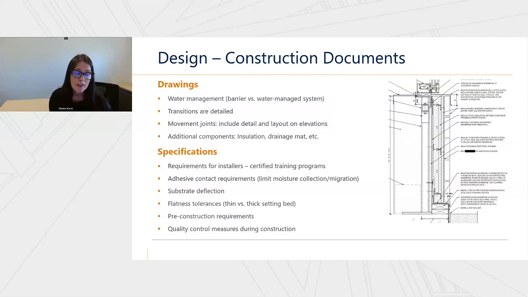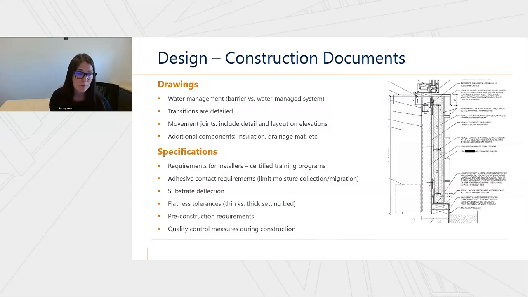And then other components that we have in our exterior wall system, whether that's insulation, drainage mat, how are those getting interfaced between all these elements? We talked about all of the components that are getting added to our adhered veneer systems. So thinking about how they all come together to provide a system that has durability in the long term.